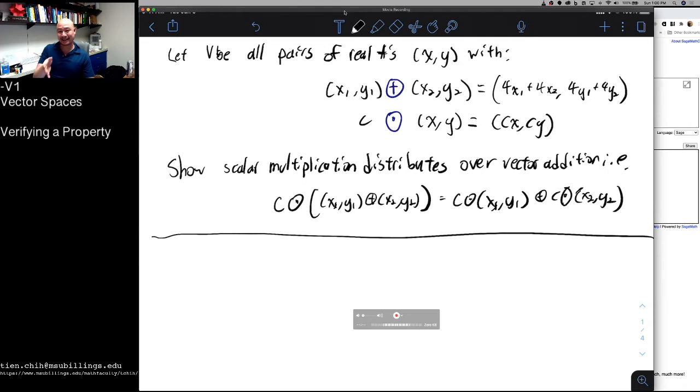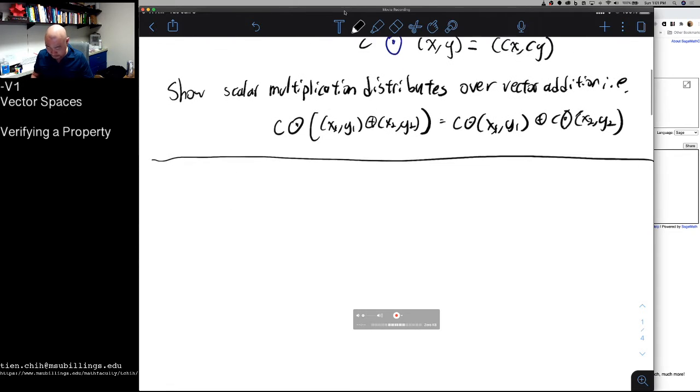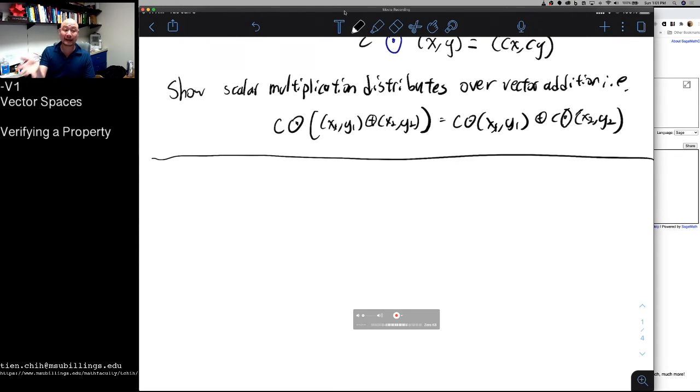And we want to show that despite modifying the sum in this way, this operation still respects the distribution law over vector addition, i.e. that c product ((x1, y1) plus (x2, y2)) is c product (x1, y1) plus c product (x2, y2). And so in the usual way we show equality between two things, we'll start with the left-hand side and use valid operations to achieve the right-hand side. So let's start with the left-hand side here.